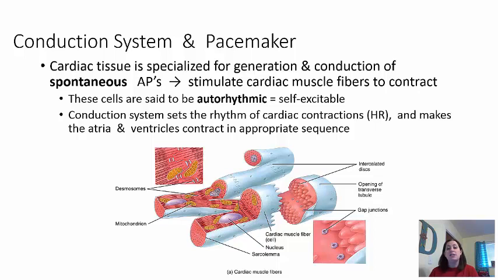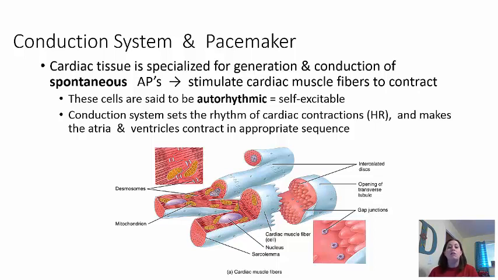This conduction system sets up the rhythm of your cardiac contractions. It sets up your heart rate, whatever that might be. The better shape you're in, the lower your heart rate normally is, because the muscle in your heart is more efficient at pumping the blood, so it doesn't have to do it as often. This is going to make the atria and the ventricles contract in their appropriate sequence, the way that they're supposed to.